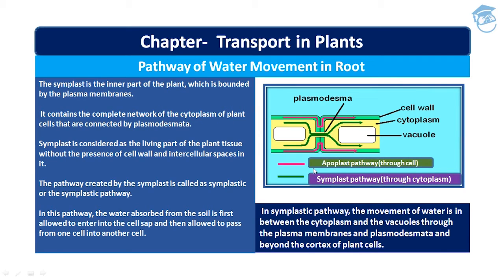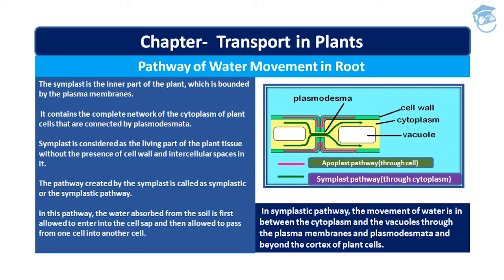See, this pink color line represents the apoplast, and this green color line represents the symplast. So the symplast goes through the cytoplasm. See, this yellow color is cytoplasm. The symplast is the inner part of a plant which is bounded by the plasma membrane. See, it is bounded by the plasma membrane. This is the plasma membrane, and this outer one is the cell wall.